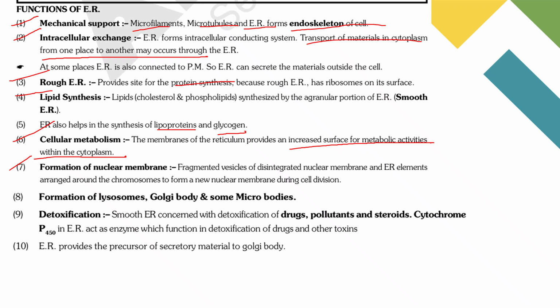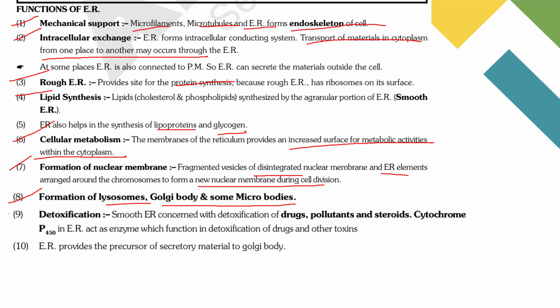Next one is formation of nuclear membrane. Whenever the nuclear membrane gets disintegrated, ER helps in the formation of nuclear membrane. New nuclear membrane is formed during cell division with the help of ER. Next is formation of lysosomes. So many organelles are formed by ER such as lysosomes, Golgi body and microbodies.